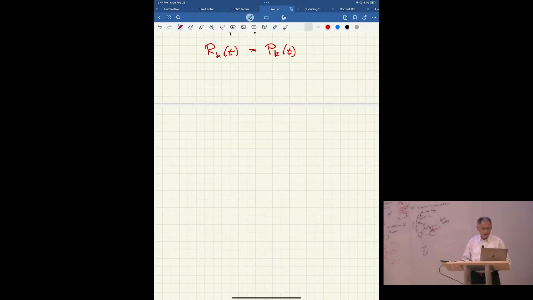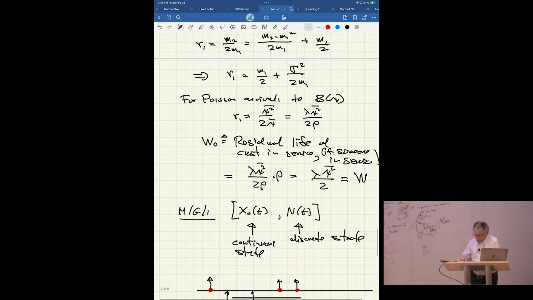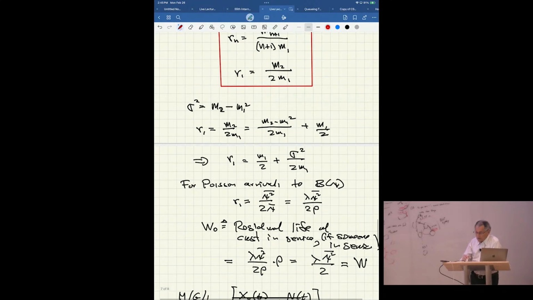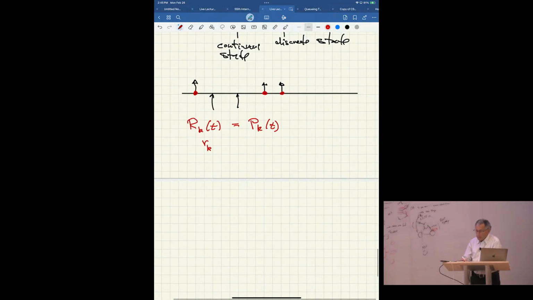Okay? And of course, in the limit as t goes to infinity, this thing on the left we called r sub k. By the way, please not to be confused with these r's. These are the moments of the residual life. R_k is the probability of finding k people on an arrival. And this thing we've always called P sub k, right? The equilibrium distribution of the number in the system.